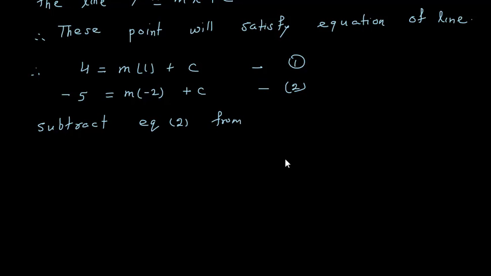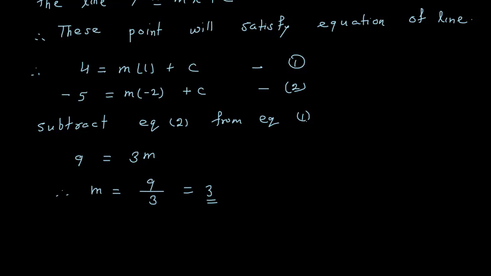So when we subtract, 4 minus minus 5 will become 4 plus 5, we will get 9, is equals to, here when I subtract this minus 2 I have to subtract, so it will become plus 2. 1 plus 2, it is 3. So 9 is equals to 3m, and when I subtract the c, c minus c will be 0. So therefore the value of m I will get 9 divided by 3, which is 3. So value of m is 3.